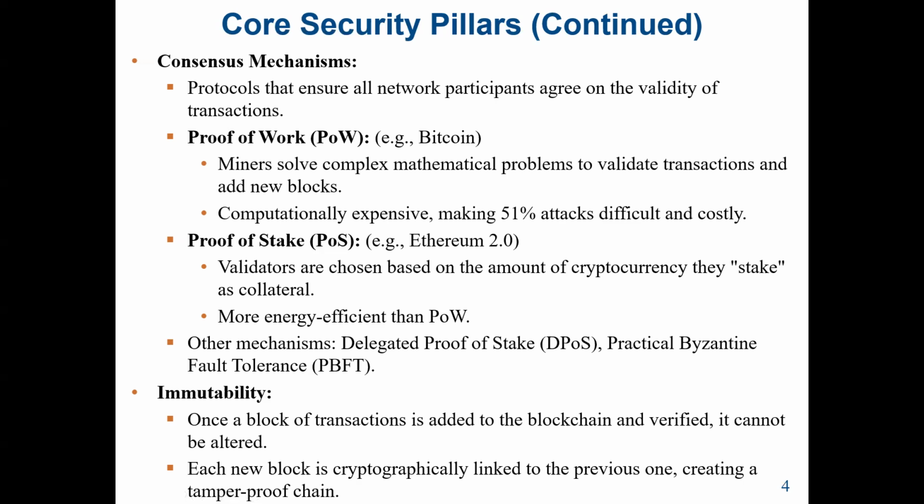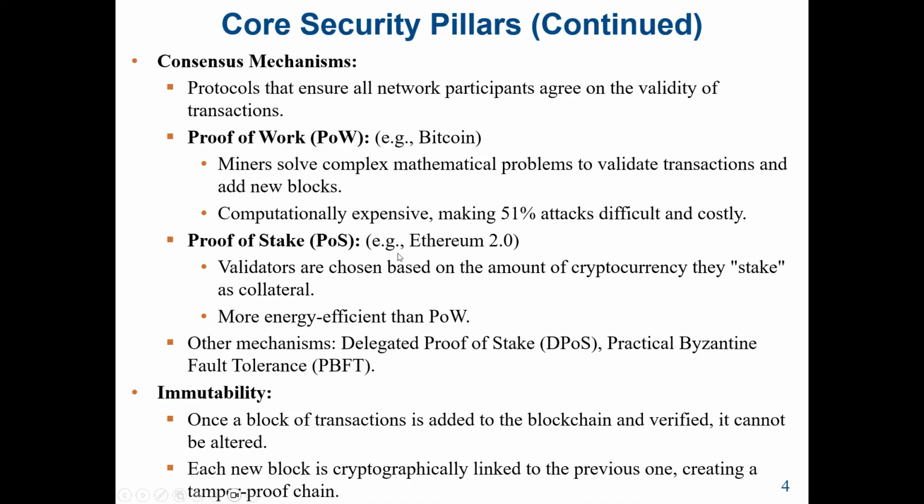The immense computational power required to solve these puzzles makes it, I would say, economically infeasible to rewrite the blockchain history. A 51% attack, where one entity controls over 50% of the network's computational power, is theoretically possible, but practically very expensive and also difficult to sustain on a large POW network.